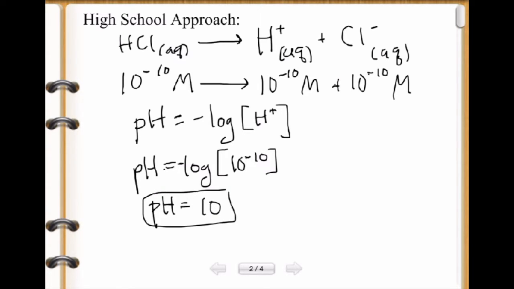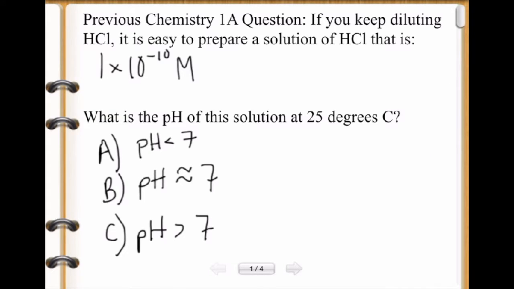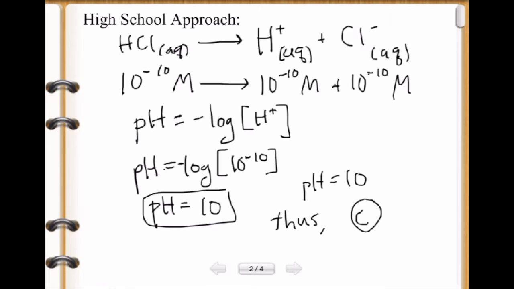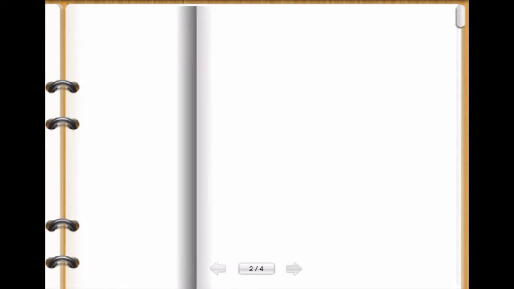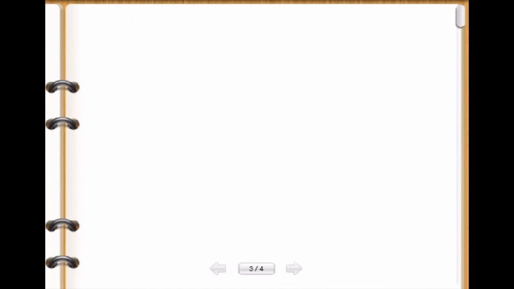And now you'd go ahead and say, pH is equal to 10, and therefore the answer is C. Because remember, there were three choices, and the last one says the pH is greater than 7. So you'd say the answer is C. The problem here is that's actually incorrect.